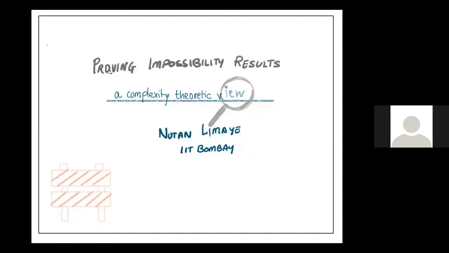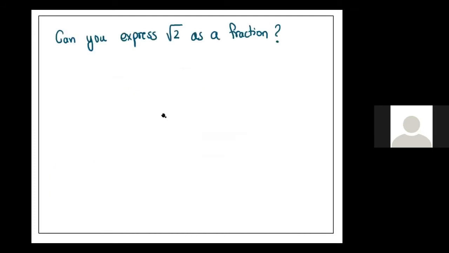We are going to talk about impossibility results. So you would have seen, in mathematics, a lot of impossibility results. For example, can you write square root 2 as a fraction, P by Q? And we all know that that is not possible. So that's an impossibility result. And how does one go about proving this impossibility result?